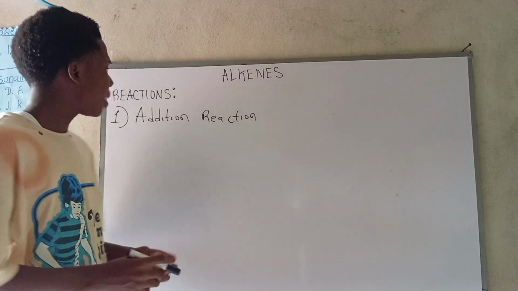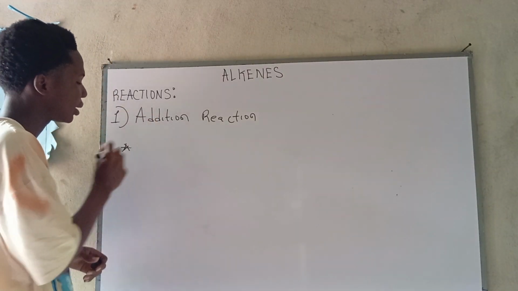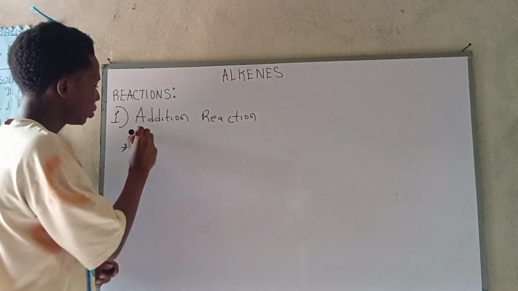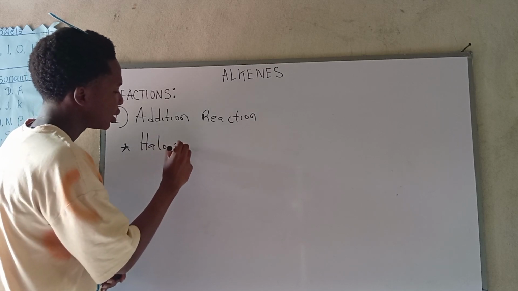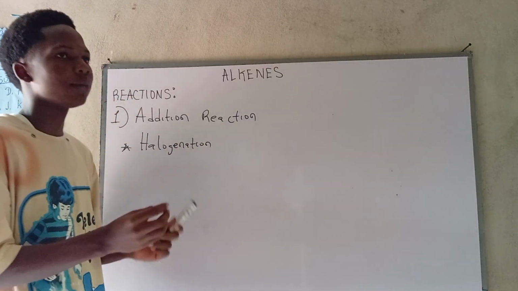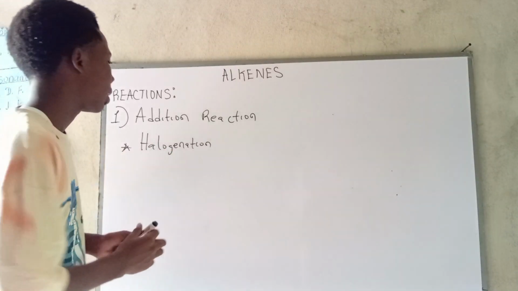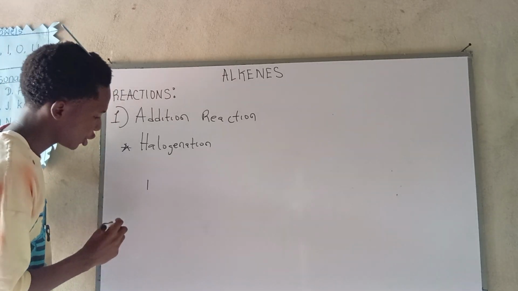Now talking about the next addition reaction. Which addition reaction will we talk about next? Let's talk about halogenation. This is the second one we're talking about, halogenation. I believe if we watched the former video, we have an idea of what halogenation means. Very, very simple. Now, alkenes undergo halogenation.